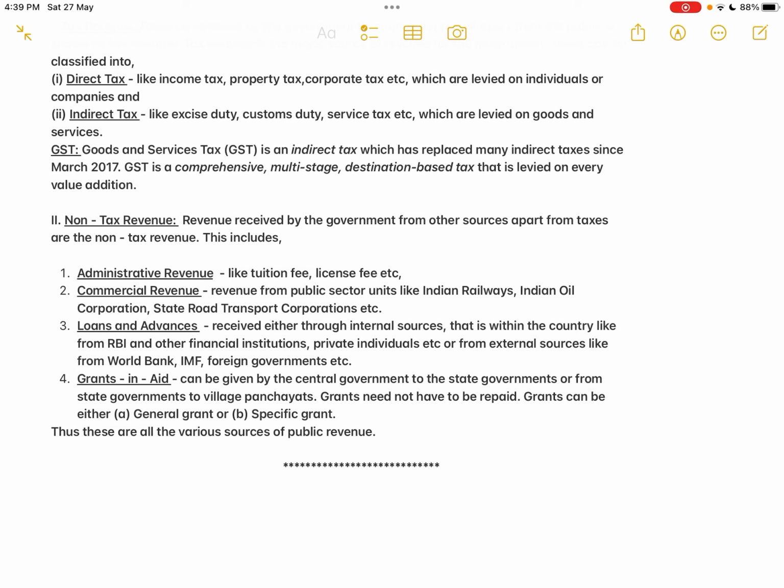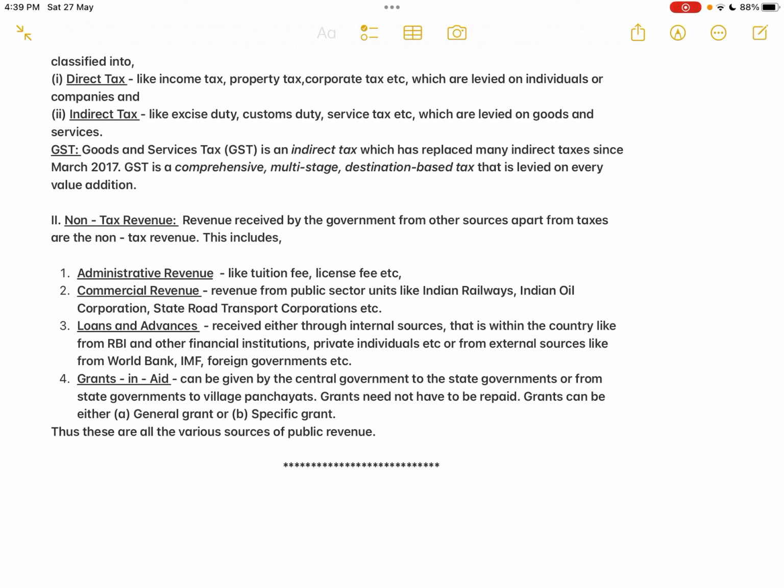From RBI and other financial institutions within the country, and also from private individuals, etc. Or from external sources like the World Bank, IMF, that is the International Monetary Fund. The government can borrow from foreign governments, foreign private individuals, and foreign companies. They all come under the category of external sources of loans and advances.